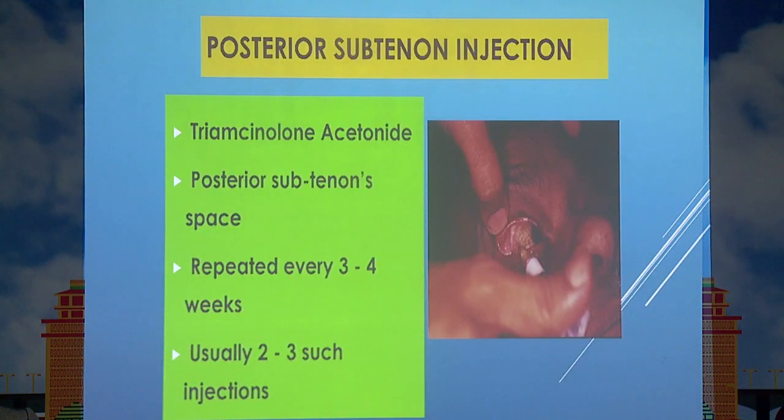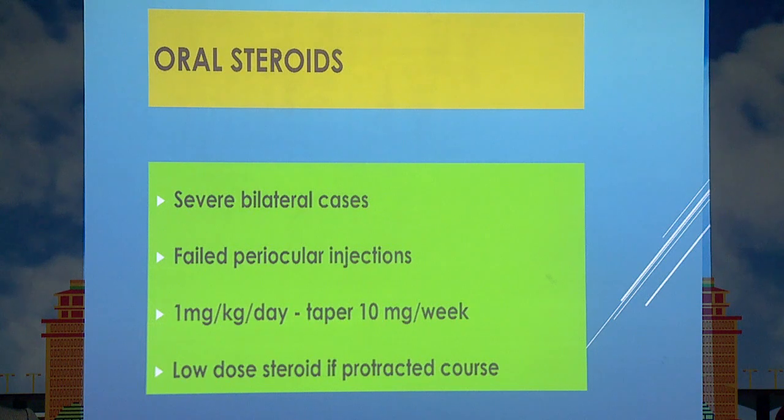A few words about the posterior subtenons. Usually you use triamcinolone acetonide posterior subtenons, and we can repeat this every month. Usually 2 to 3 injections will be sufficient for any such cases. Oral steroids are indicated only in severe bilateral cases and where the periocular injections fail to give any result. Usual dosage is 1 milligram per kg of body weight, tapering 10 milligrams every week. You can use a low dose steroid if there is a protracted course and it needs to be continued over a prolonged period.